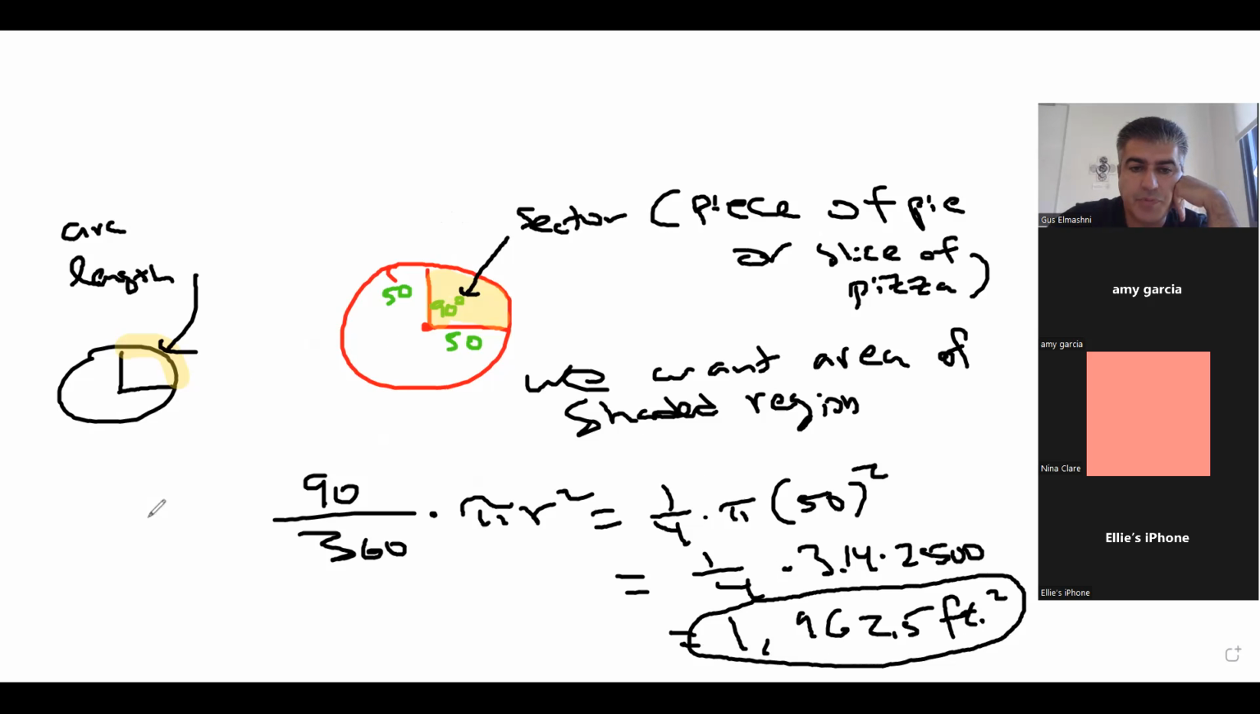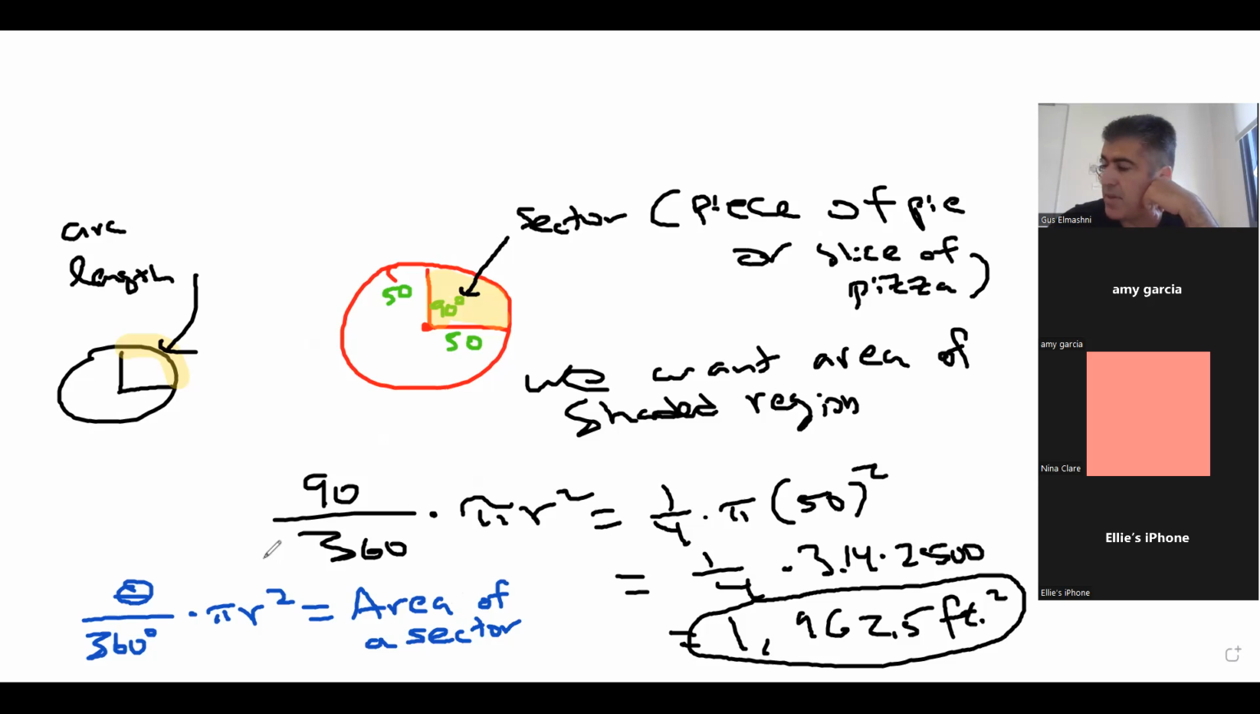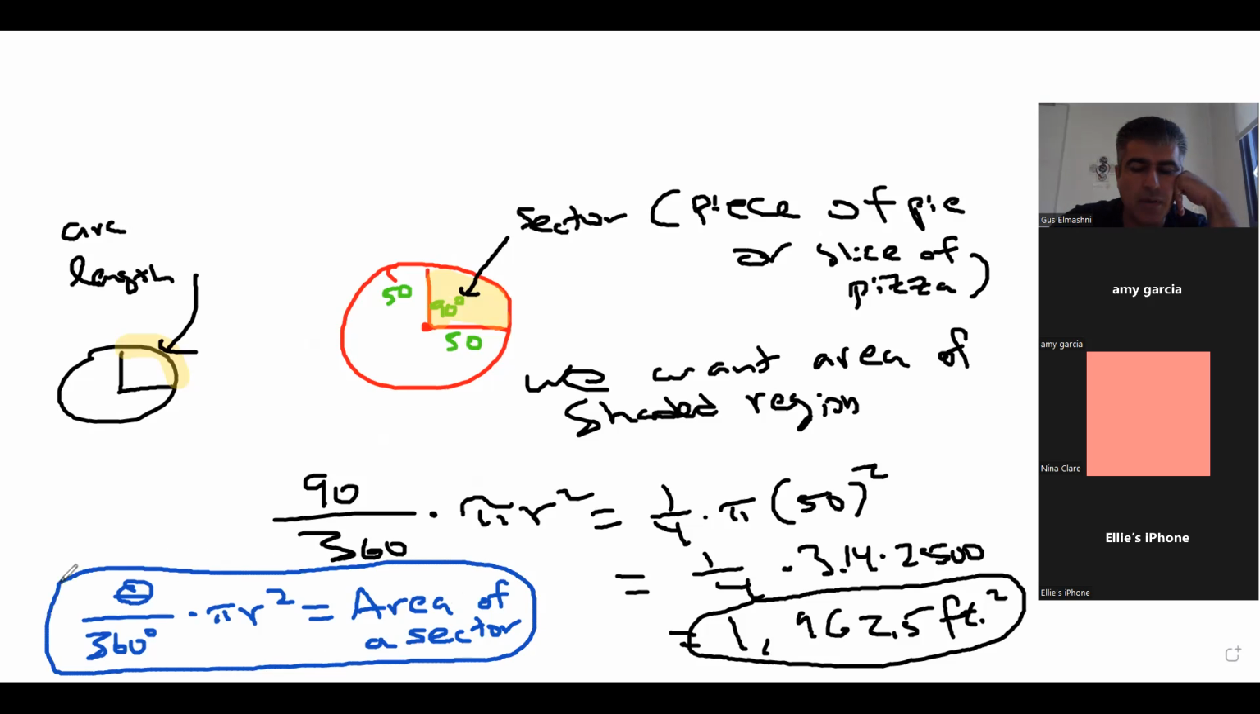So the formula will be this. Theta over 360 degrees times pi r squared is the area of a sector. A sector is a section of a circle. Think of it like that. That makes sense. Okay. That's all that's going on with that. Area of a sector: theta over 360 times pi r squared.